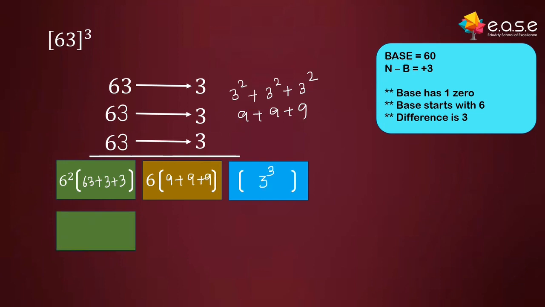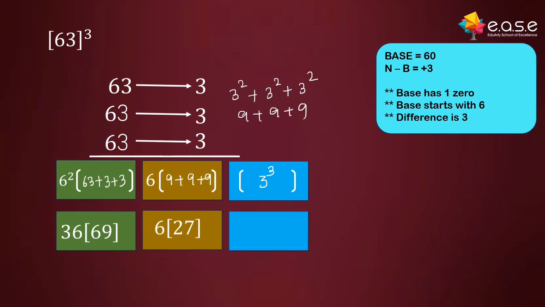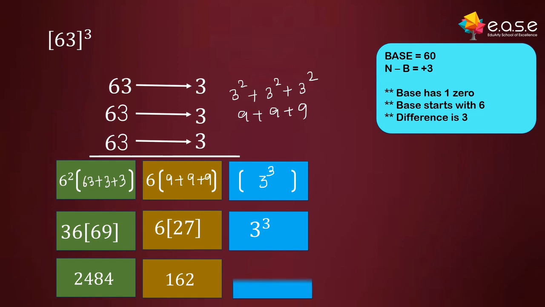Okay, now in this box 6 square will give you 36, and this is going to give you 36 into 69. Correct? Then in the next box we are going to have 9 plus 9 is 18 and 27, 6 into 27, and this is 3 cube, that will also give us 27 basically. 36 into 69, you can do a cross vertical cross method and check, it's going to be 2484, and this will be 162, and this will be 27. Correct? I hope you guys are getting it.